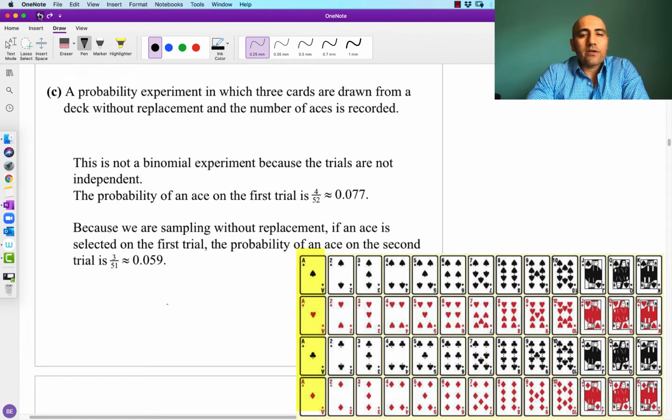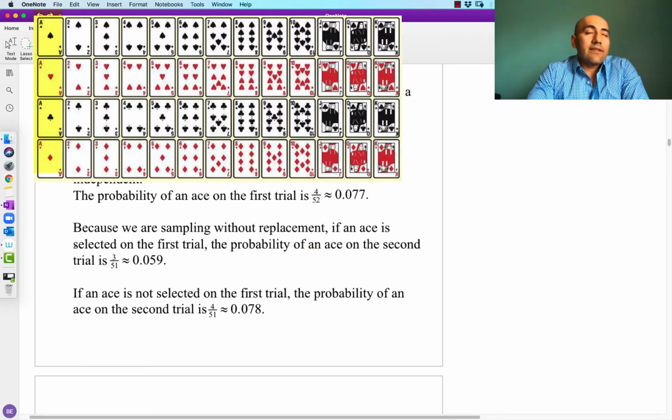Because we are sampling without replacement, if an ace is selected on the first trial, the probability of an ace on the second trial is equal to 3 out of 51, right? Because there's already 1 ace that has been removed. The first one was an ace. So now there's only 3 left in the deck, and there's a total of 51 cards left. So the probability that the second one is an ace, given that the first one was an ace, is equal to 3 out of 51.